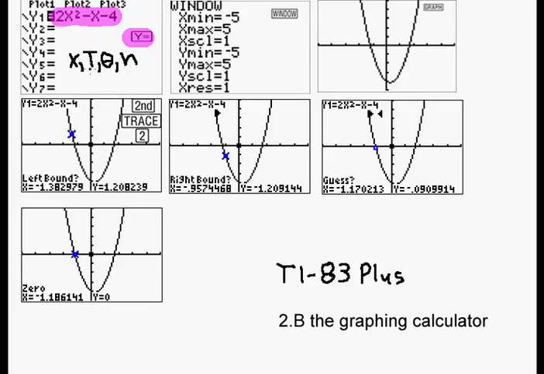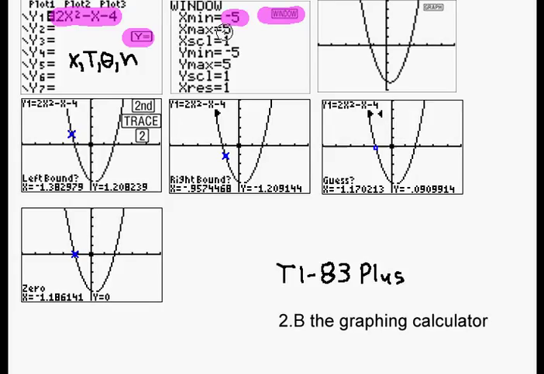And then you just hit your squared button, minus, hit the x, t, theta, n button again, and then minus 4. Next, you want to hit the window button. And when that comes up, you want to type in your values like I show on the screen here.